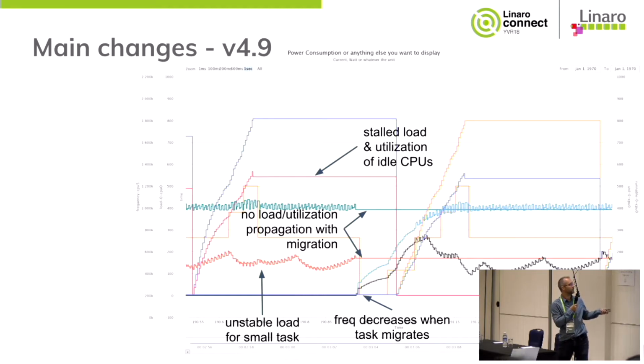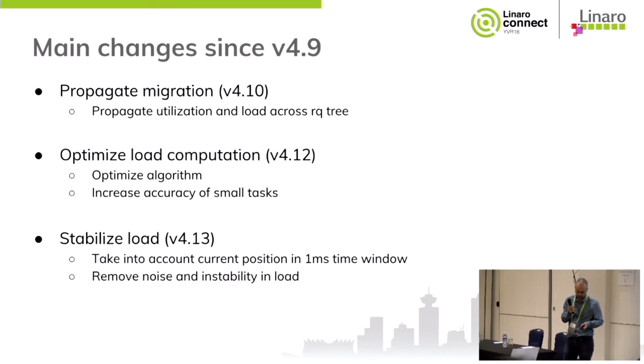So based on all these problems, we have started to make some changes. When I say we, it's not only me, a lot of people have been involved in that. I haven't put the authorship of all the patches, but these have been done by a lot of different people. The first thing that has been pushed is the propagation. So when a task migrates, we have started to migrate also its utilization, so that the utilization of a CPU always reflects the current utilization.